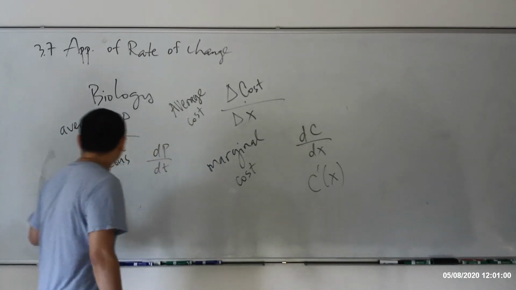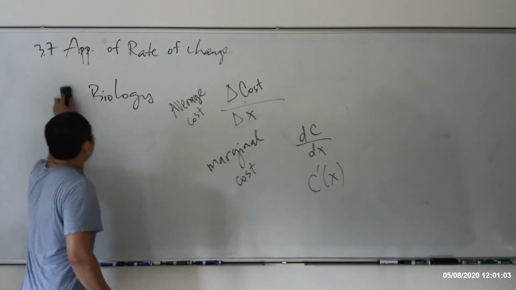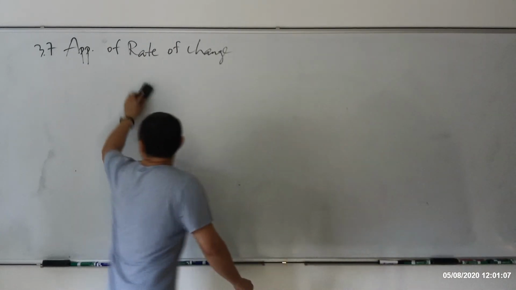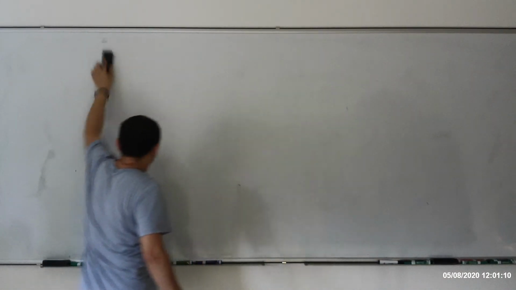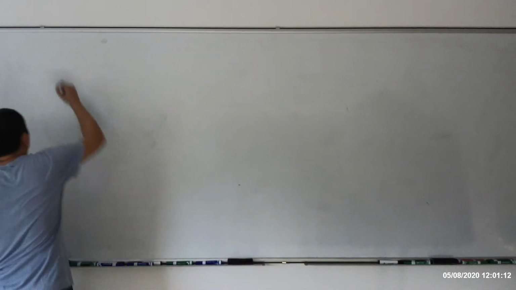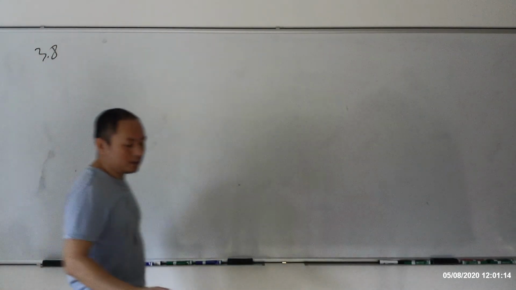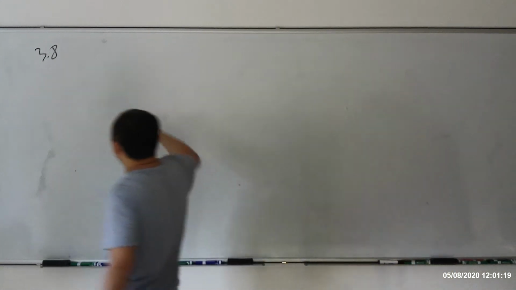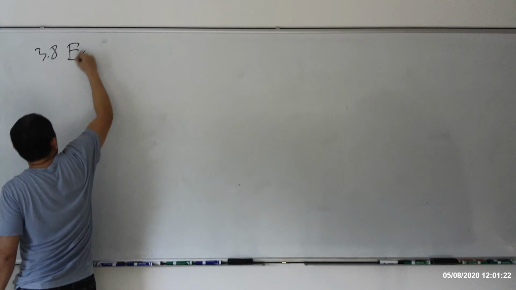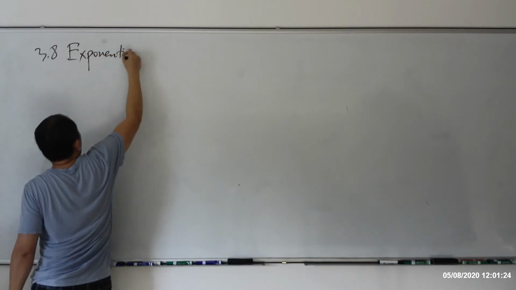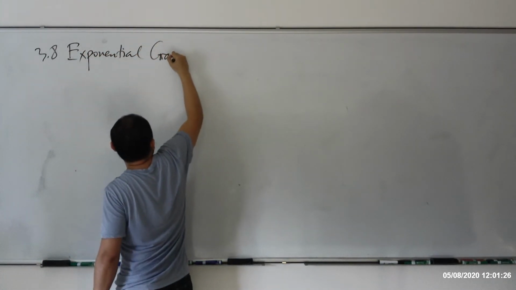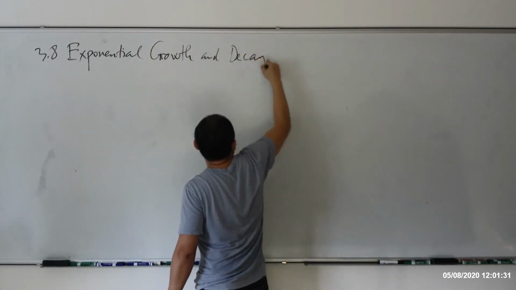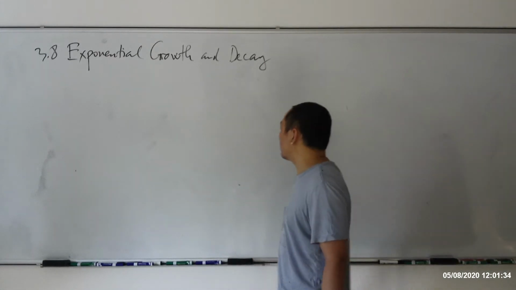Okay. Now let's talk about the last section, 3.8. See what it is about. Exponential growth and decay. Okay? So, exponential growth and decay means this.